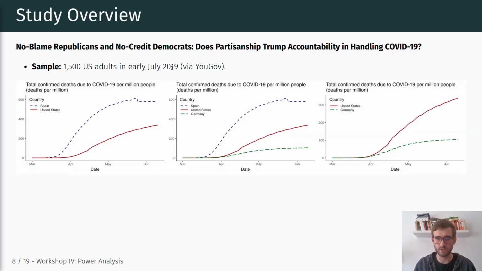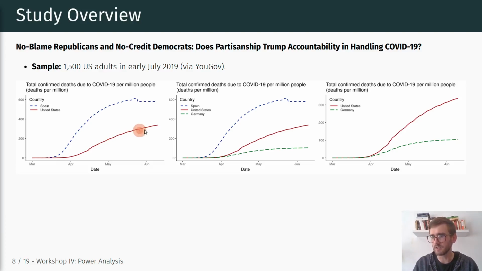Specifically, we have three different conditions. In one condition, this is the favorable framing of the administration's handling of COVID-19. These are all based on actual real statistics on COVID deaths per million people, so per capita. You can see the red line is always the United States. You see the change over time of total confirmed deaths due to COVID-19 per million people, as I mentioned.